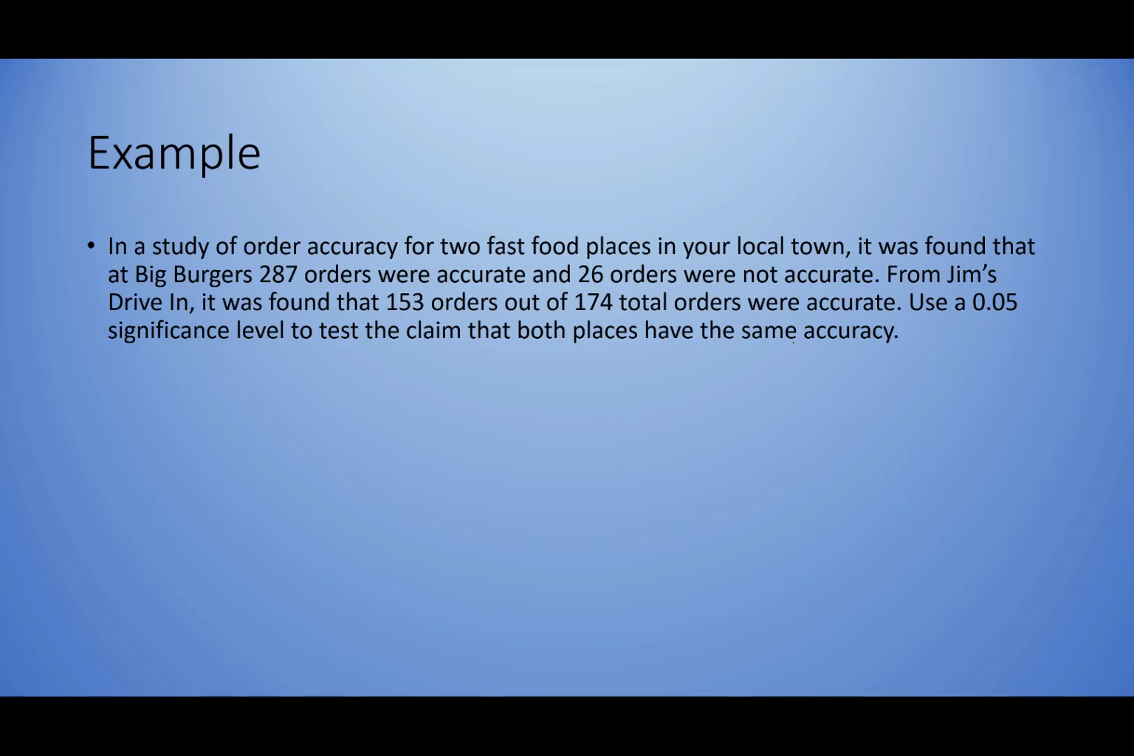So our first requirement indicated that we had to have simple random samples. We don't have a lot of information on how the information was gathered, so we're just going to have to assume that it was simple random. The next one is that the samples need to be independent from each other. Again, we don't really have a lot of information about how the data was collected. So we're going to have to assume that the orders that they gathered from Big Burgers was not related in any way to the orders that they gathered from Jim's Drive-In.